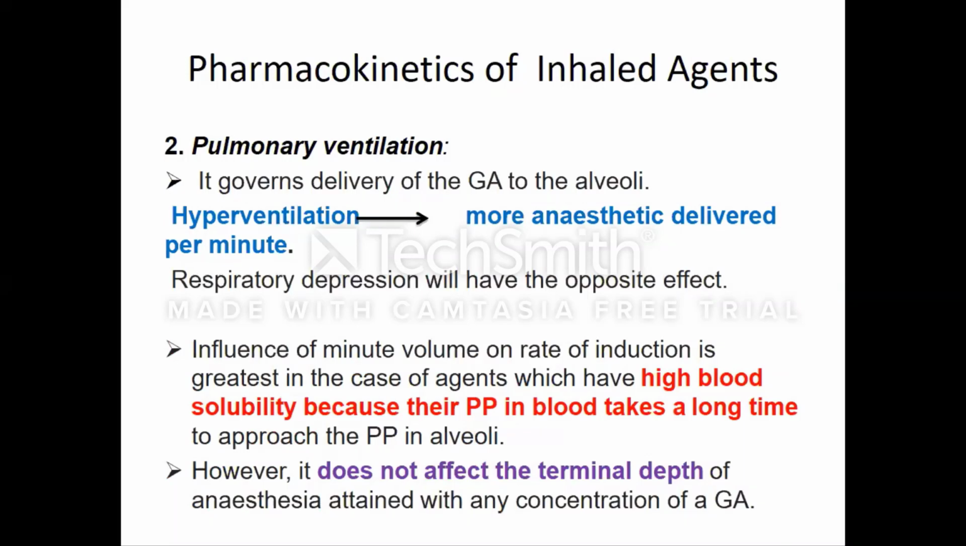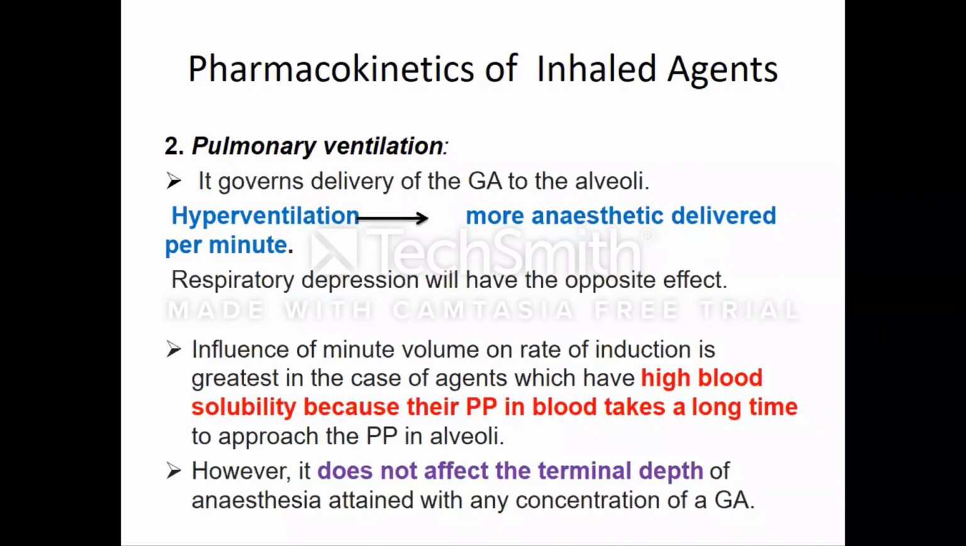The second factor is the pulmonary ventilation rate, because that will govern how quickly your anesthetic agent will be inhaled and delivered to the alveoli. If there is hyperventilation, more and more anesthetic will be delivered per minute. Whereas if there is respiratory depression, exactly the opposite effect will occur: there will be hypoventilation and less anesthetic delivered per minute.